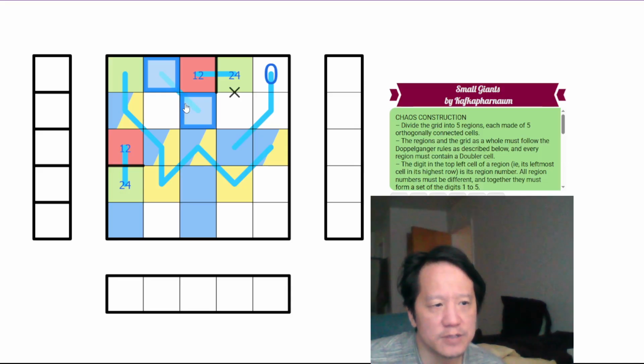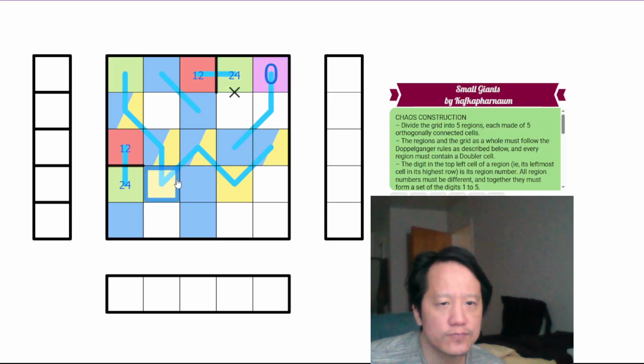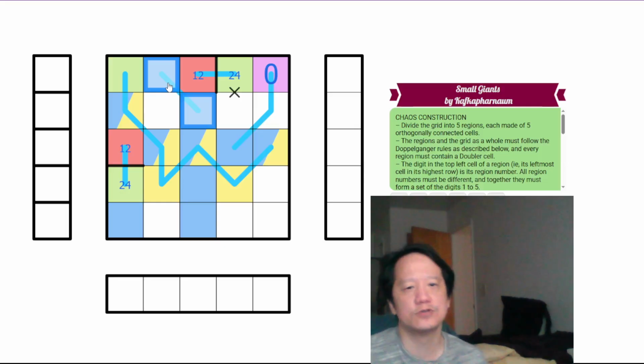These have to add up to the same sum. One of them is a region number, so 0 is going to be 0. Therefore, this cannot be a region number. One of these two is the region number. 0 we'll label as pink, I guess. And it cannot be the region number. So the region number is one of those two, the region number is one of those two.